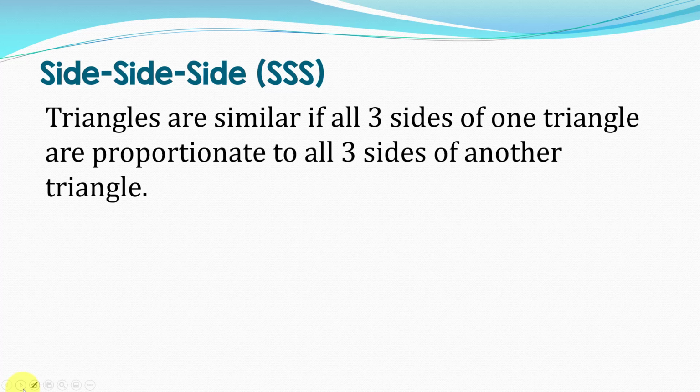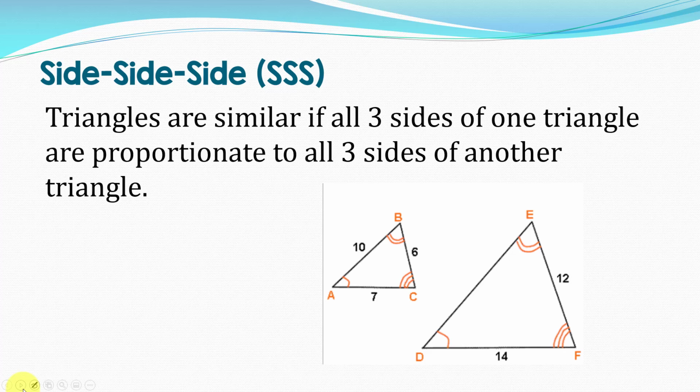So triangles are similar if all 3 sides of one triangle are proportionate to all 3 sides of another triangle. Here's a picture. We've got 6, 7, and 10, and we've actually got a missing side on this one. We'll call this triangle A and this triangle B. Are they proportionate? Well, let's check it out. 6 to 12, does that equal 7 to 14, and does that equal 10 to what? What would that have to be?